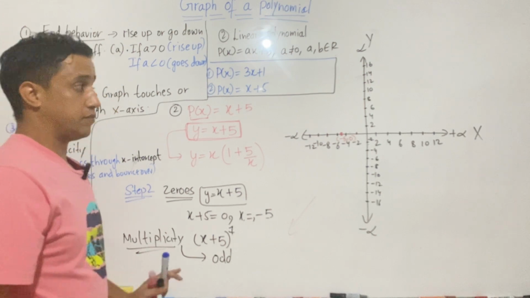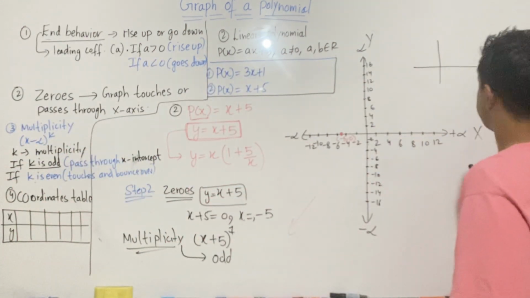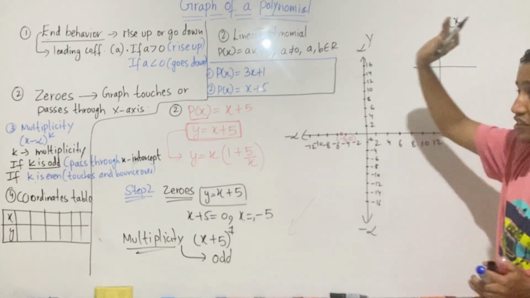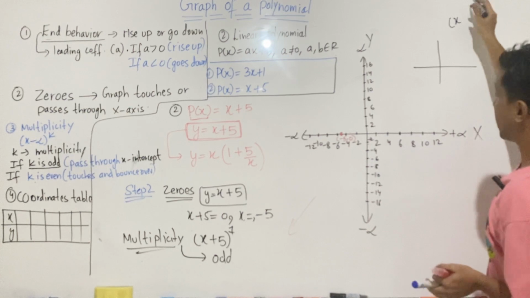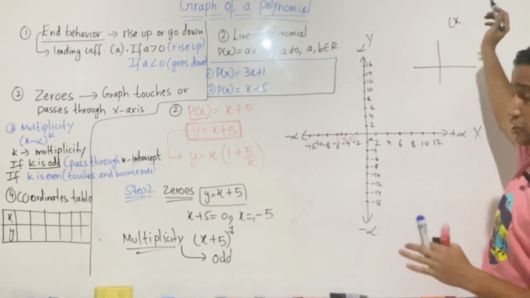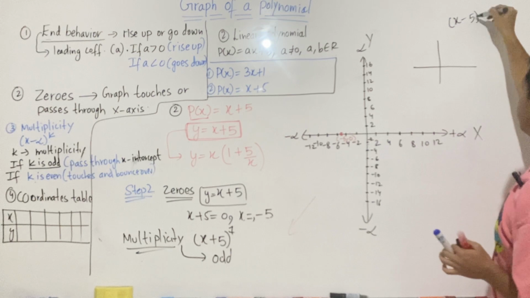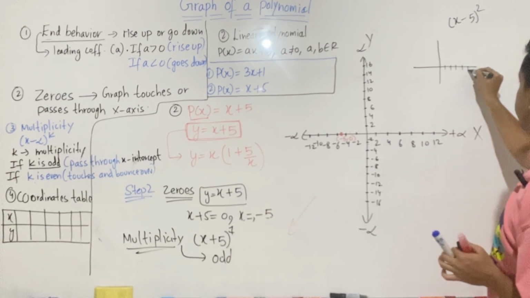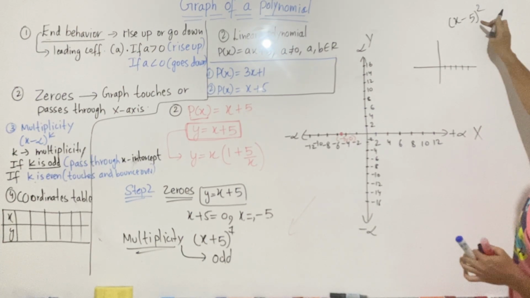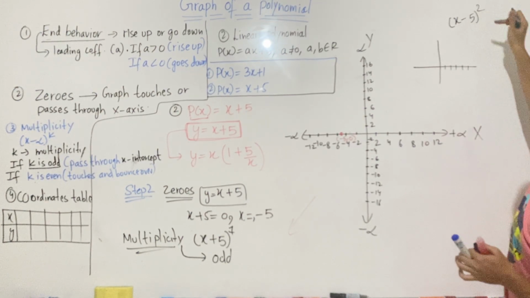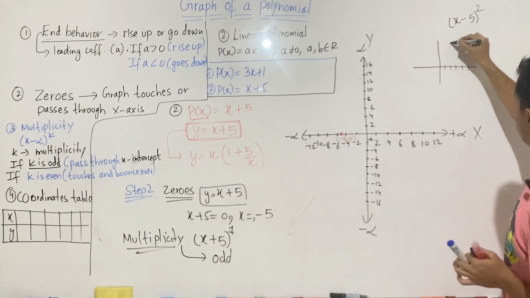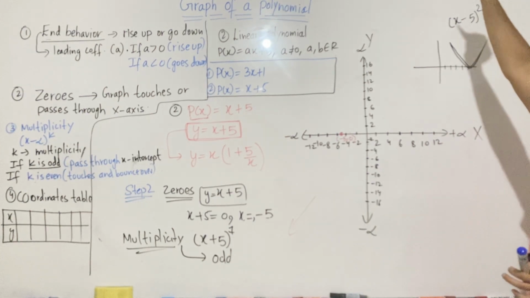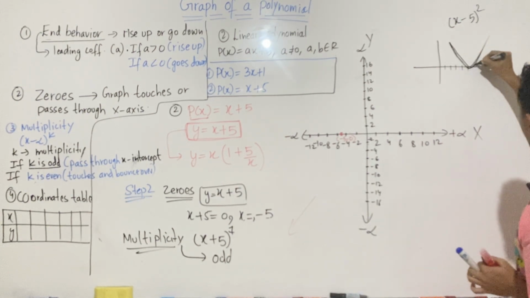Okay, if, for example, I have a quadratic polynomial and my zeros are in the expression form like this, x minus 5 0, so it means the value of x is 5: 1, 2, 3, 4, 5. In this case, what will happen? Multiplicity is even, so it will not cut, it will bounce. Bounce means it will bounce over on this point.